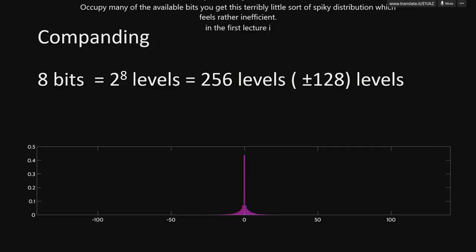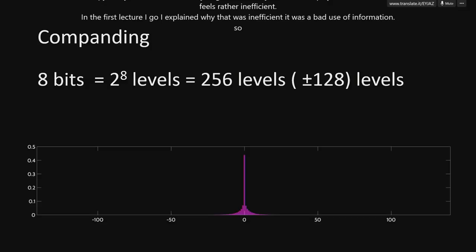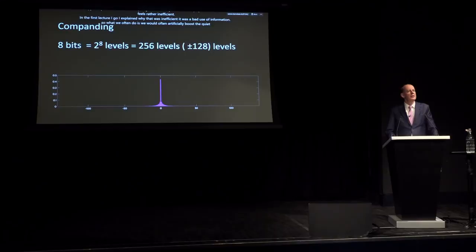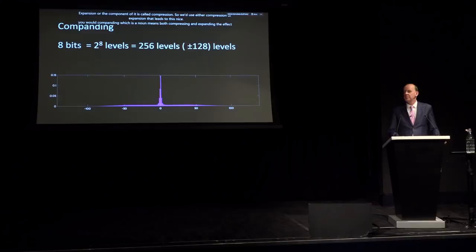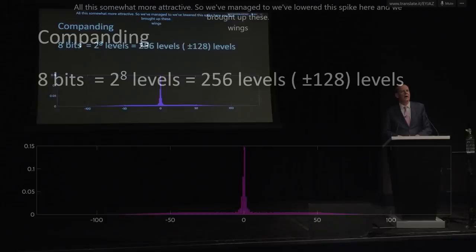So what we'd often do is artificially boost the quiet bits of the waveform in a process known as expansion, and the companion of that is called compression. So we'd use either compression or expansion. That leads to this nice new word, companding, which is a noun that means both compressing and expanding. And the effect of that is to make the distribution somewhat more attractive. So we've lowered this spike here and we've brought up these wings here, which makes it easier to code. And that is very common.